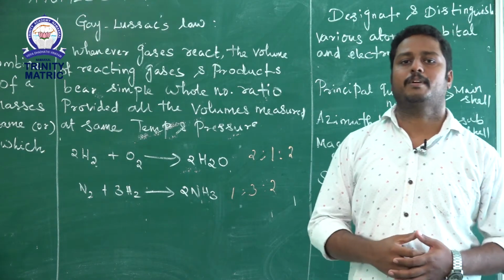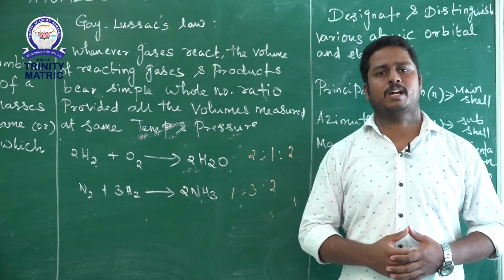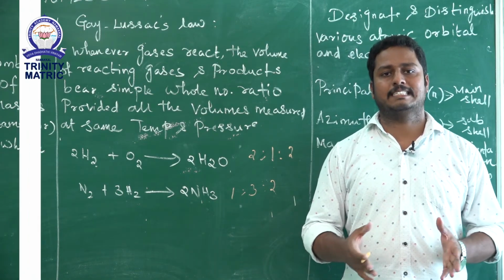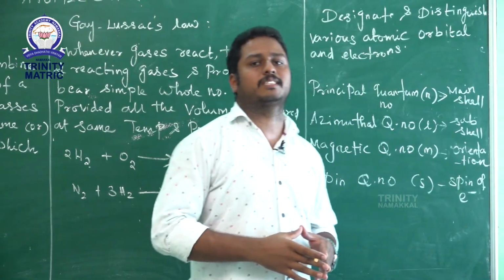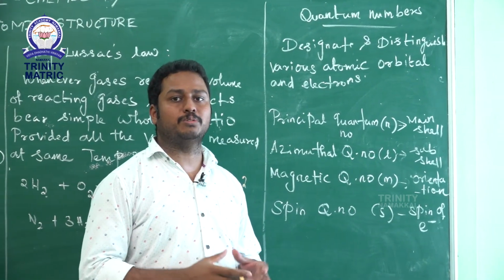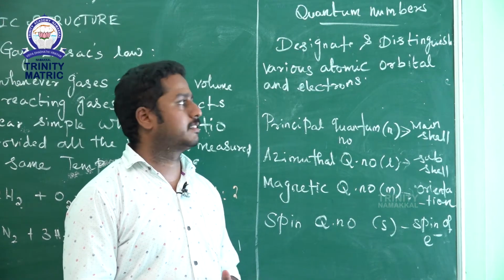The next topic is quantum numbers. What is meant by quantum numbers? Quantum numbers are used to describe or distinguish the arrangement of the electrons in the shells.